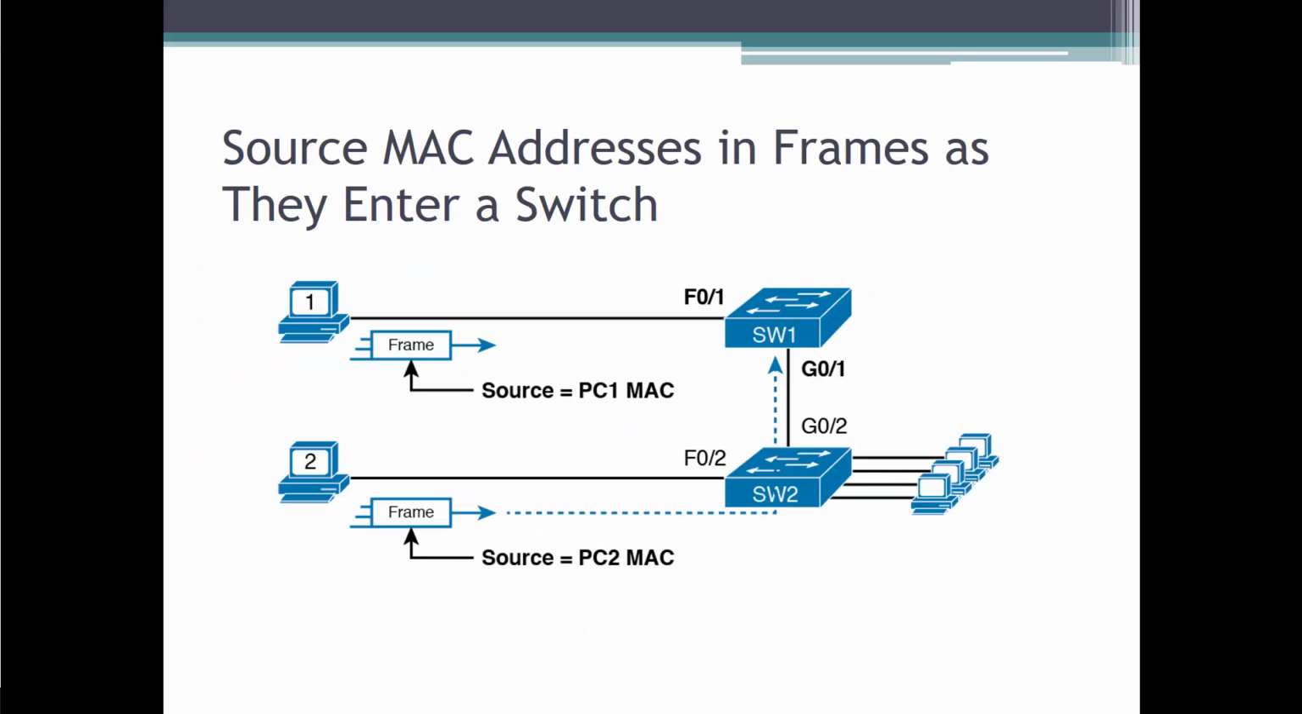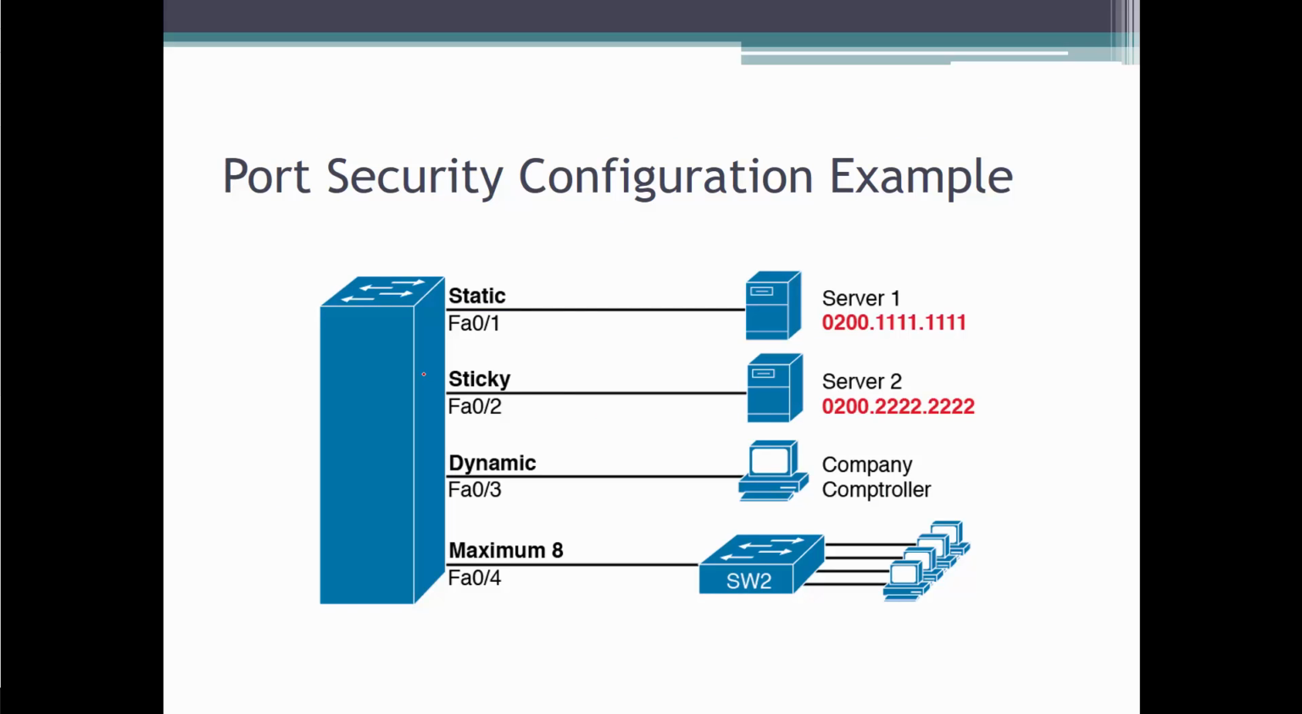So the source MAC address in a frame, as it enters a switch, the switch should be able to process the frame with the appropriate MAC address for it to build a MAC address table. Port security allows the switch to actually learn what MAC address is coming into that interface, and if it's appropriate, allow it. So static, you manually program it. Sticky, it will auto-learn a set amount of addresses. Dynamic allows you to be more fluid with it, and you can also set a maximum. That way, you can tell it learn 8 addresses, and it will learn 8 addresses. On the 9th address, it's done.